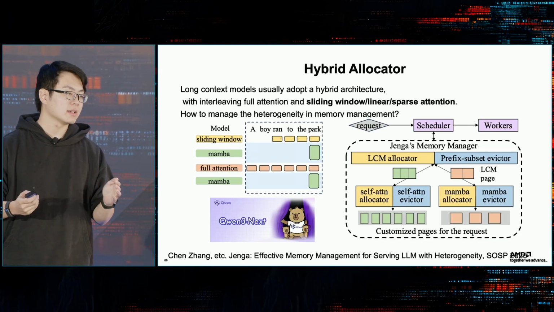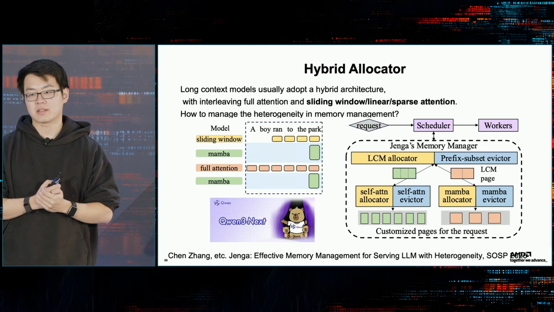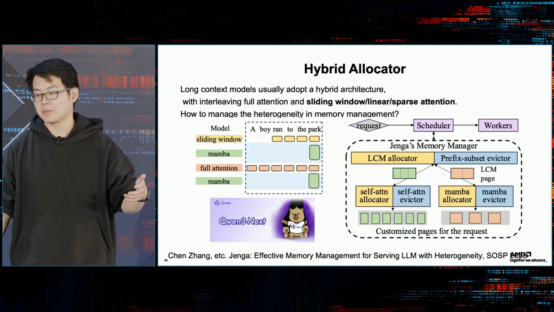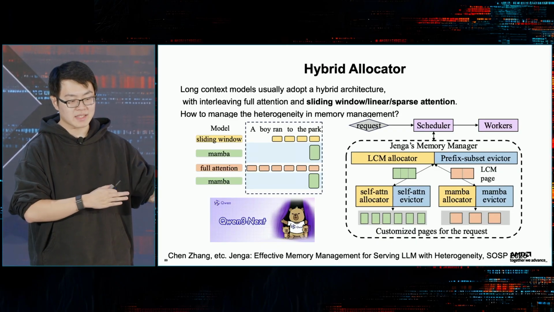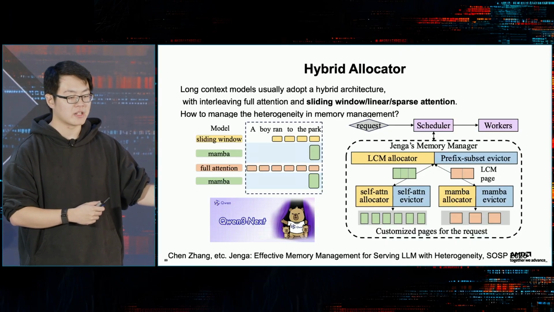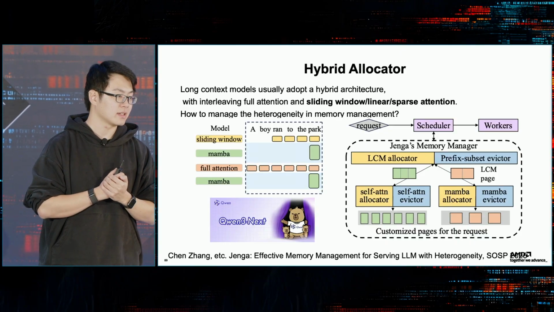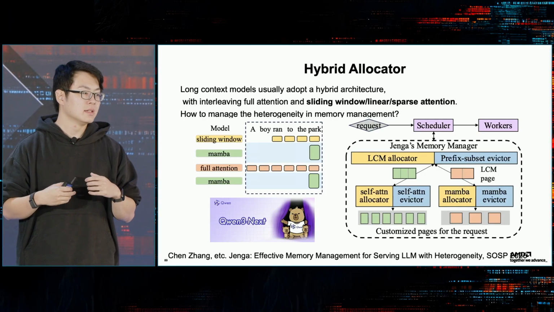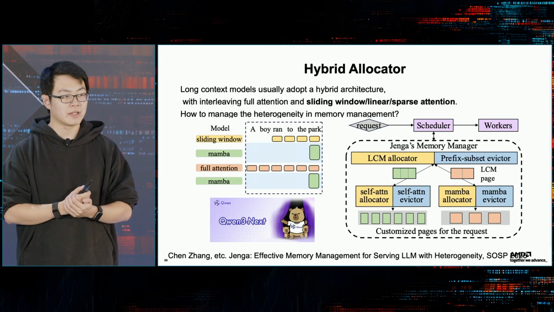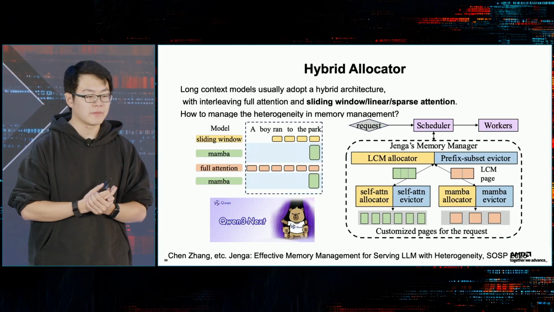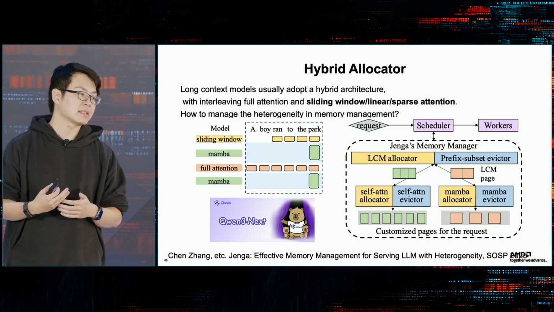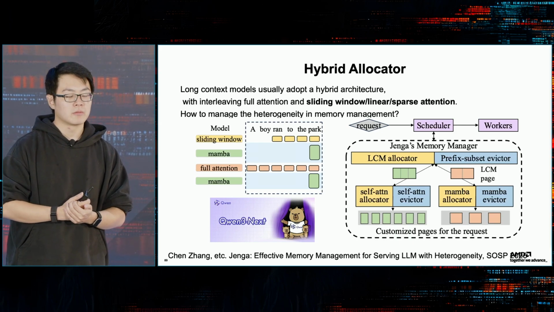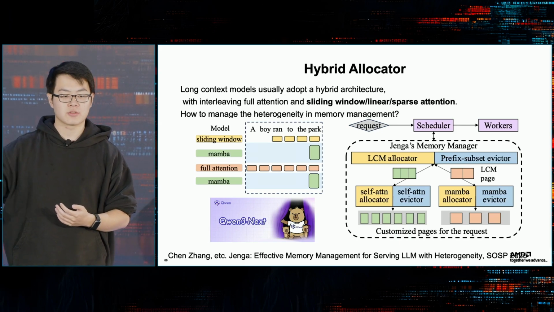We have been working on this for quite some time since last year, and we're happy to say that just a week ago at SOSP, we presented our paper on Jenga: effective memory management for serving LLMs with heterogeneity. This work really is a cornerstone of what we call the second generation of vLLM memory management, where we focus on having best-in-class support for sliding window, Mamba, full attention, and a lot more to come, which is where we believe attention is heading.